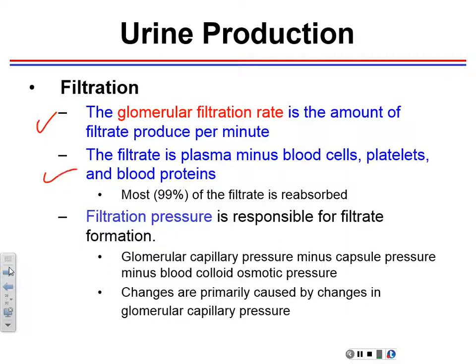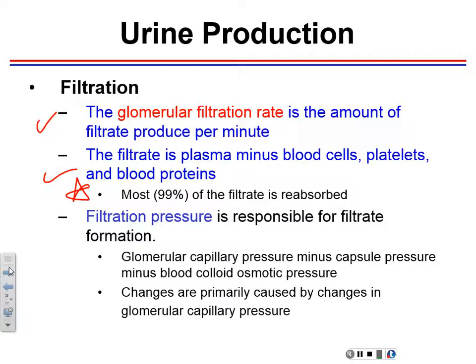The filtrate is pretty much like plasma, really, except for a few things, like the blood cells, the platelets, and the blood plasma proteins. They're humongous. They can't exit through those fenestrations and so forth. So most of it is reabsorbed, and then you only produce 1% urine. So reabsorption is a very important process, right? Because you've got to take all those things back into the blood.